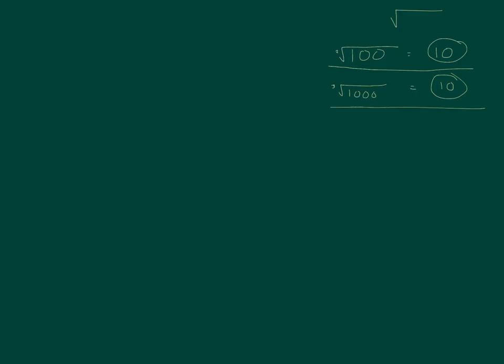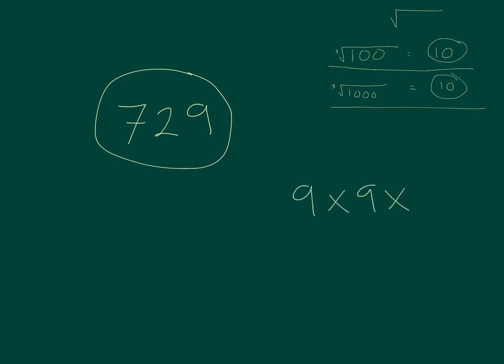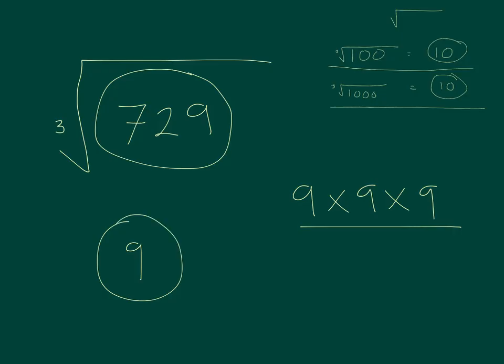So, for example, 729, you guessed it, it's 9 times 9 times 9. So if you get a question which says what is the cube root, which has a little 3, of 729, it's 9. It's basically saying what is the root number, if you times it by itself 3 times, gives me 729.